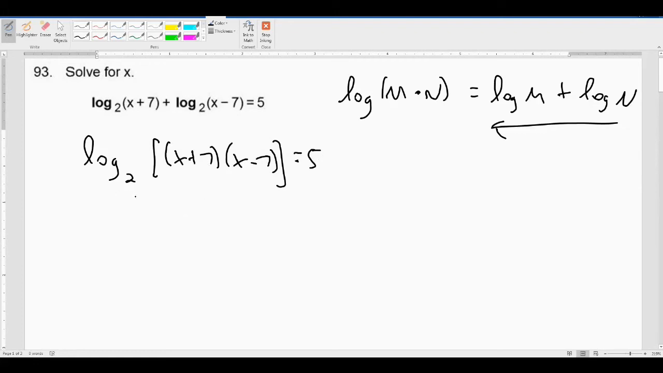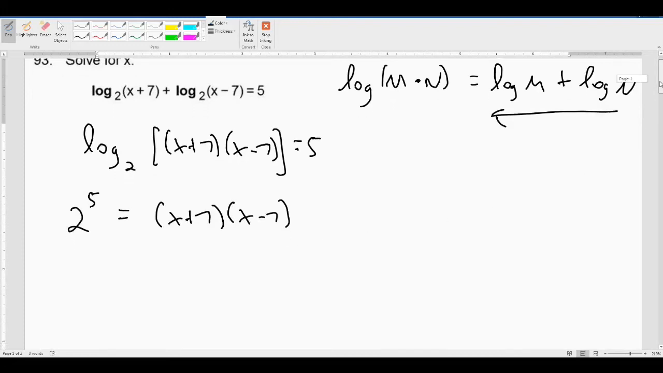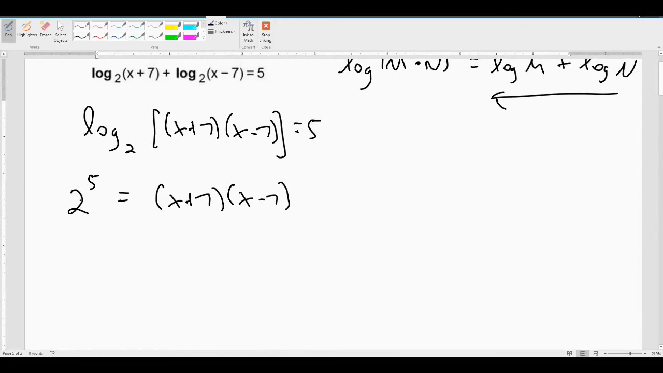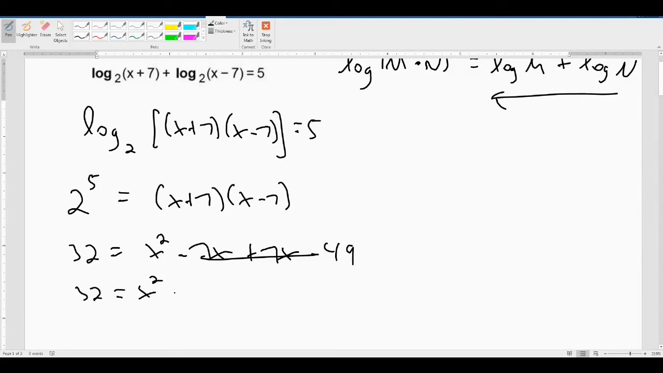Now I'm going to convert this to exponential form by starting with the base. Logs are exponents, so 5 is an exponent, and that equals x plus 7 times x minus 7. Now I'm going to clean it all up. 2 to the 5th is 32. I'm going to multiply that out and get x squared minus 7x plus 7x minus 49. Those become 0. We have a quadratic because of the x squared. So that's x squared minus 49.